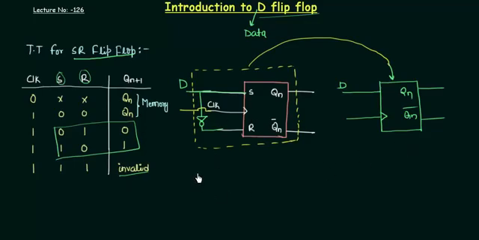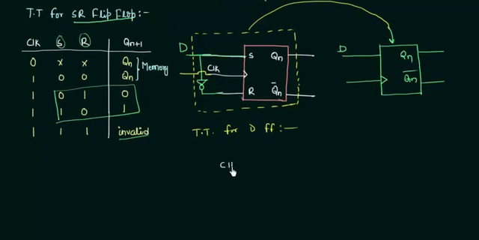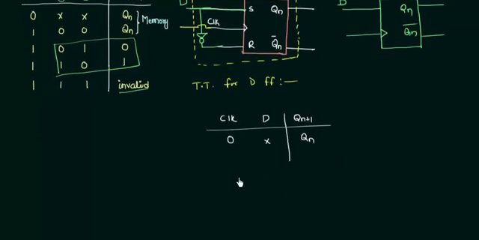It's time to move to the truth table for the D flip-flop. Okay, a very simple truth table. You will have your clock and a single input D, and output Qn plus 1. Now when clock is 0, it means this circuit won't take any input, and the output will be what? The previous output. So Qn is my output in this case.